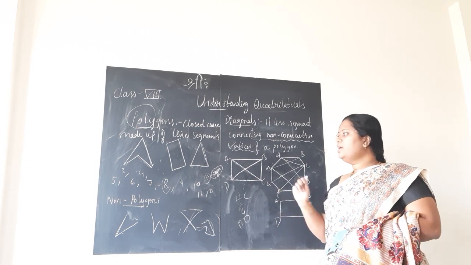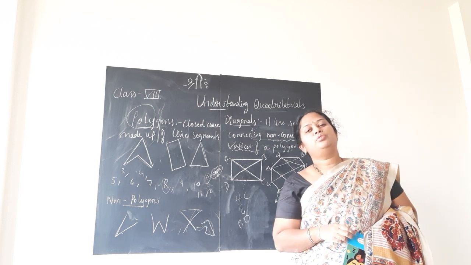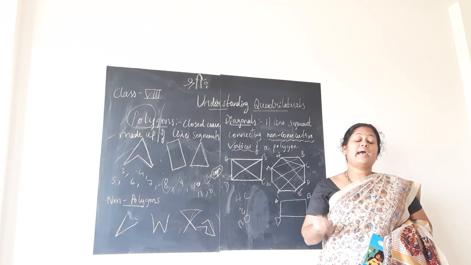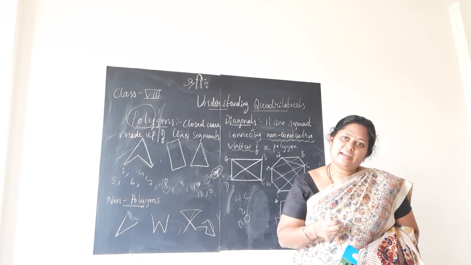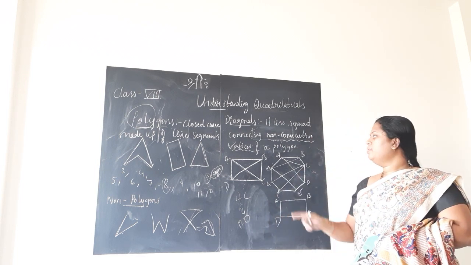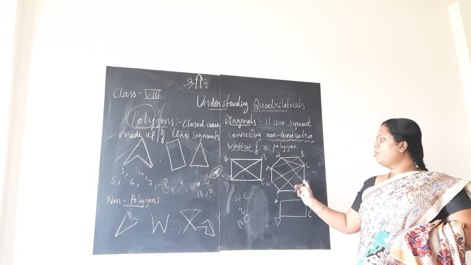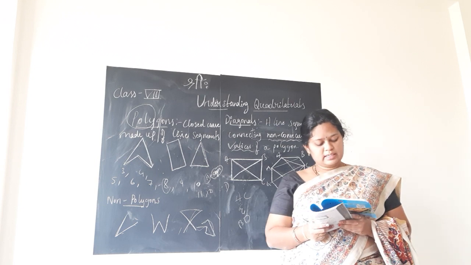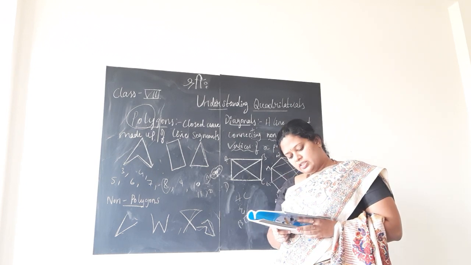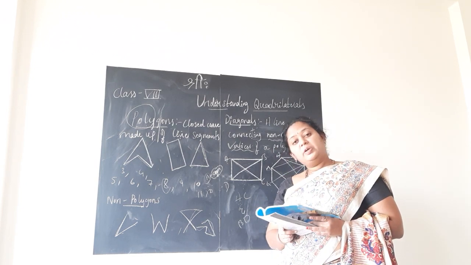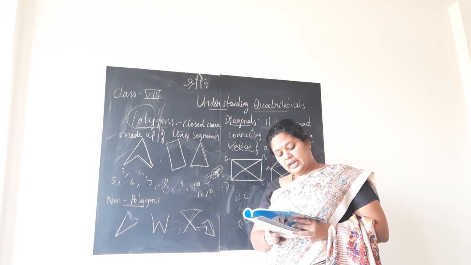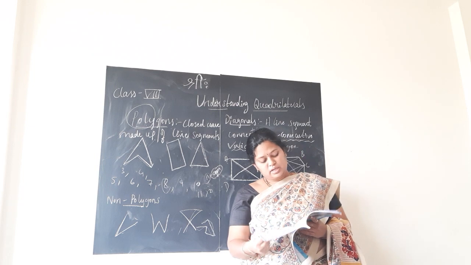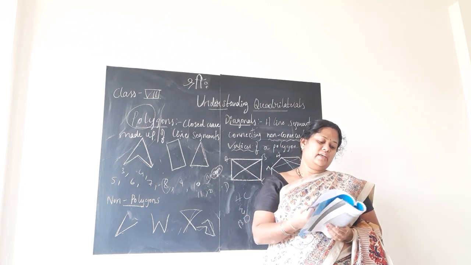Similarly, children, I will give you one activity. You should do it. For all the polygons, try drawing the diagonals and find out how many diagonals can be drawn. Keep in mind, only opposite or non-consecutive vertices should be connected through lines. So that is a diagonal, children. The definition is given to you in the textbook. A diagonal is a line segment connecting two non-consecutive vertices of a polygon.